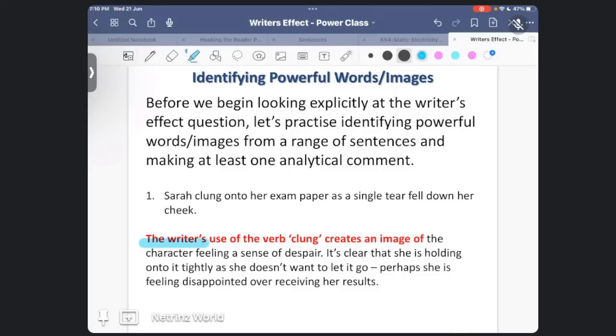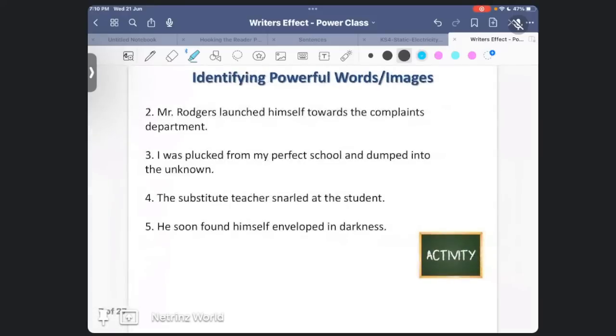Of course, I'll be uploading a lesson in detail about the steps you'll be following, but let me brief you about it here as well. The writer's use of the verb clung creates an imagery of the character feeling a sense of despair. So she's not happy, maybe she was not able to solve the paper well, whatever it is. Perhaps she's feeling disappointed over receiving her results. Now, the second one.